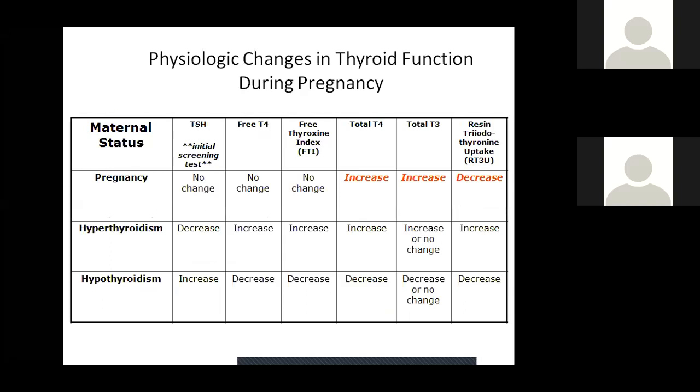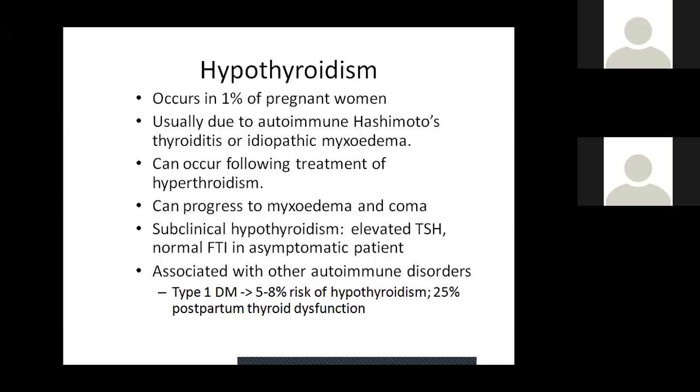Now, coming to hypothyroidism. As we have all seen in this chart before, in hypothyroidism there is an increase in the TSH level and a decrease in free T3 and T4 levels during pregnancy. It occurs in 1% of pregnant women, usually due to autoimmune Hashimoto's thyroiditis, and can occur following treatment of hyperthyroidism. It can progress to myxedema and coma.